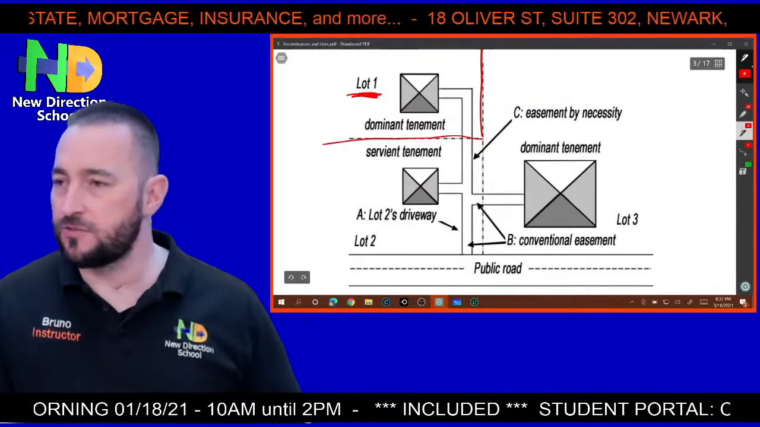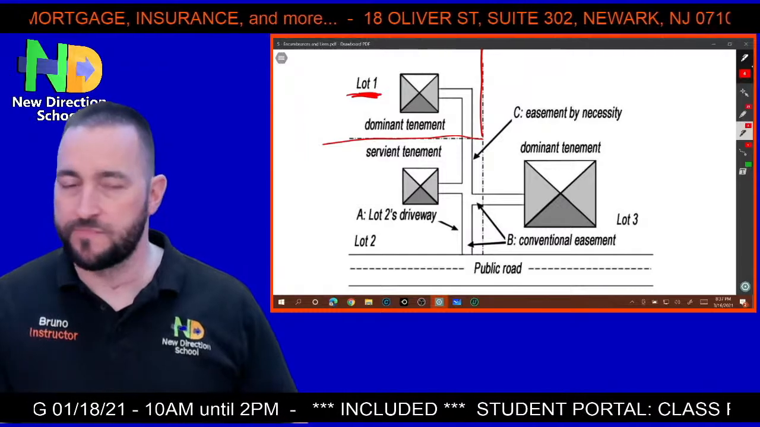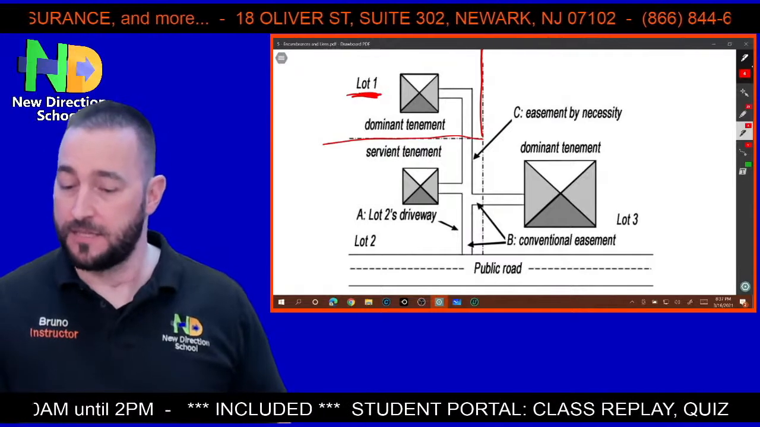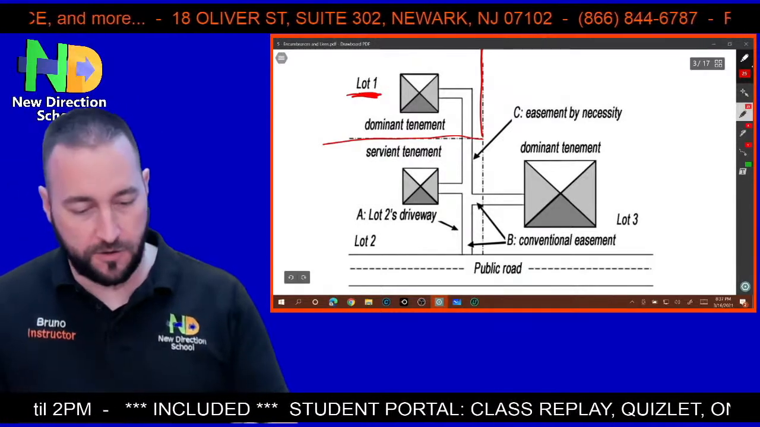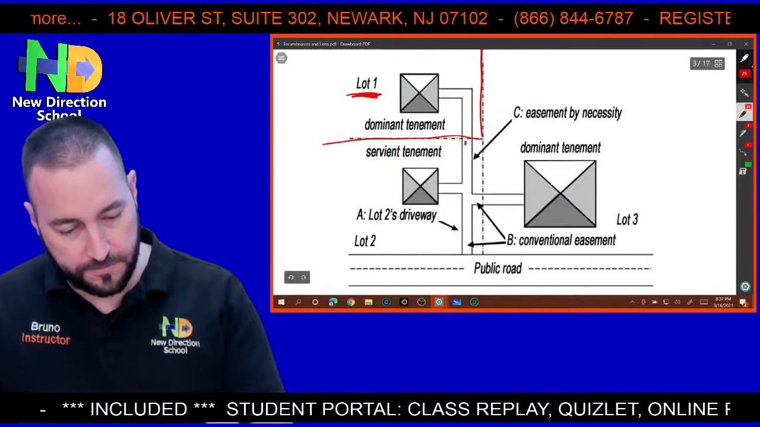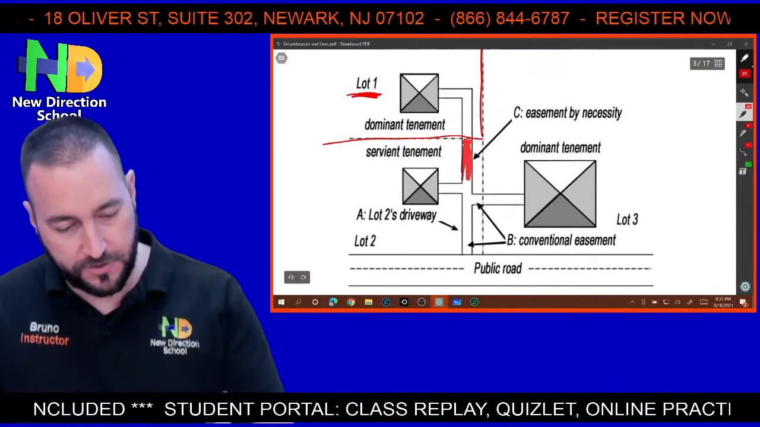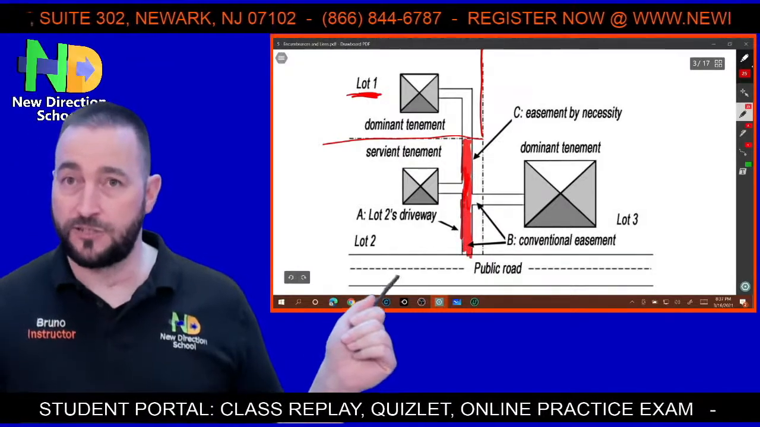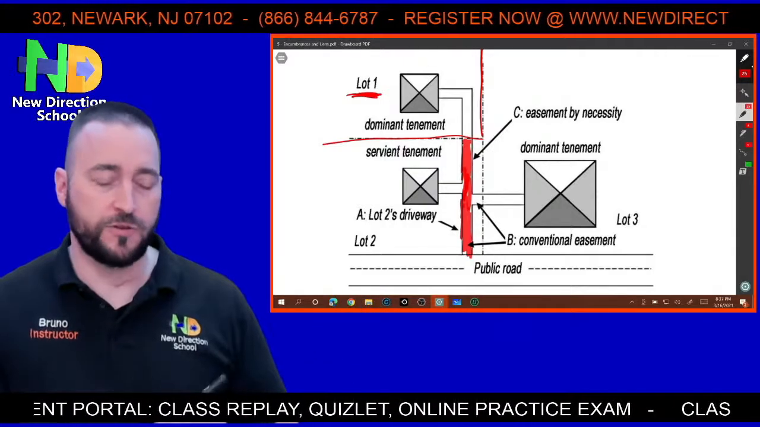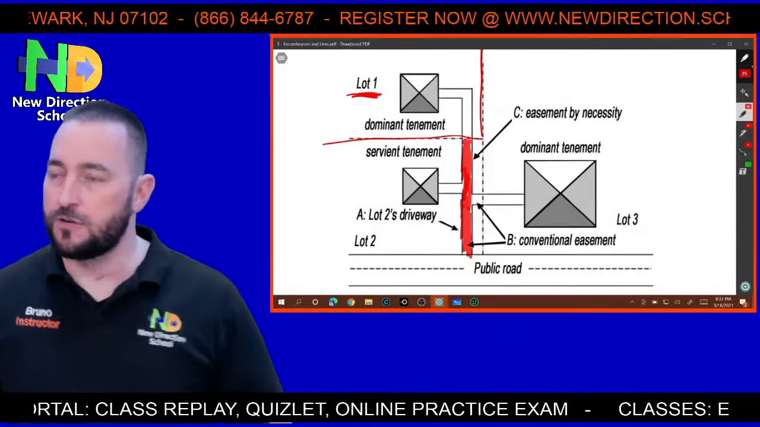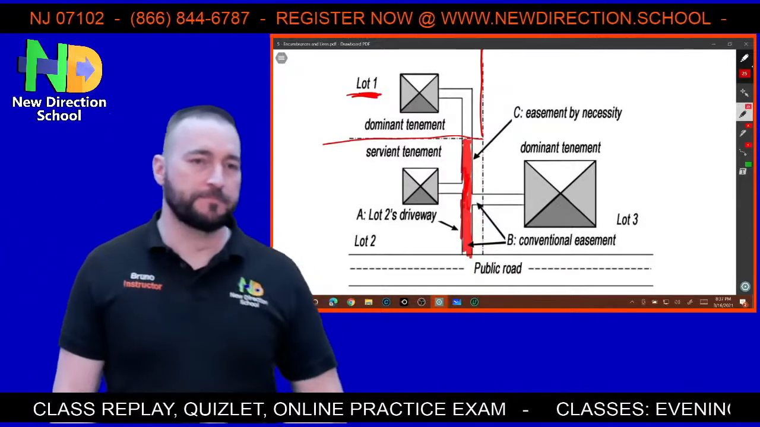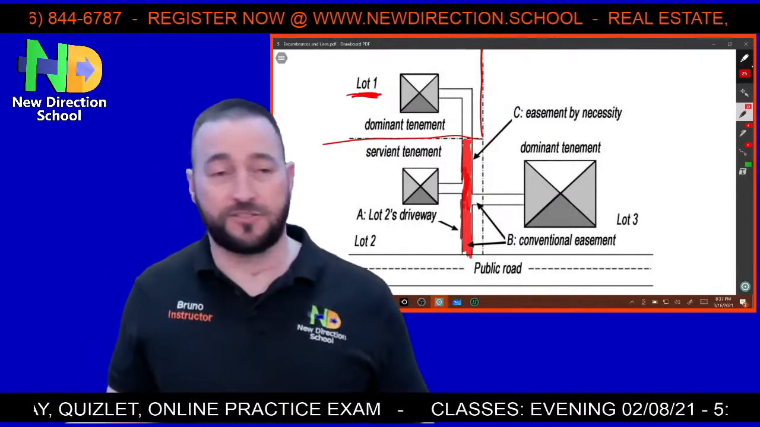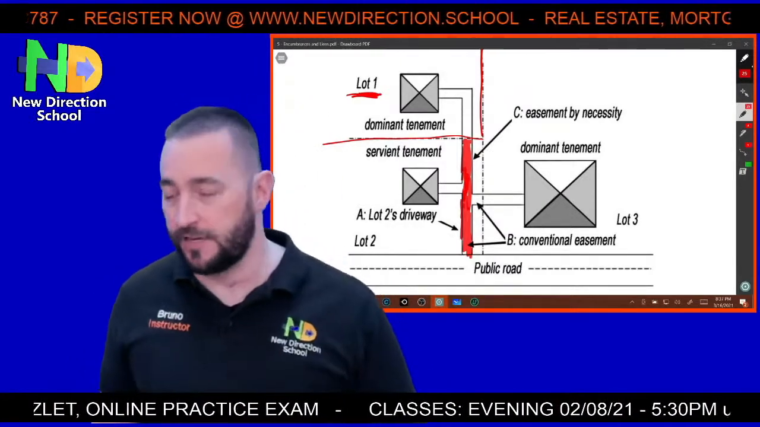Do they have access to the public road? In their lot? Look at the lot. No. They do not have access. So for them to get to the public road, they have to go through, right here, lot 2's property. What I just highlighted in red belongs to lot 2. So lot 1 is dominant because they step all over lot 2's property. And lot 2, they're the servient, the host. So they're saying, yeah, okay, fine, go through.